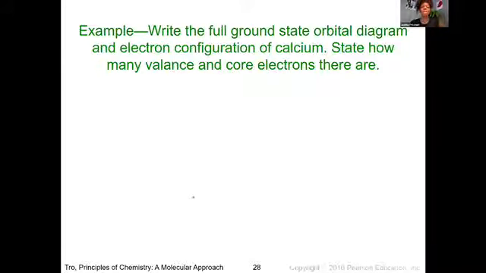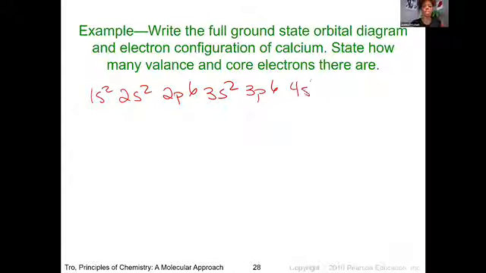Next up, we're going to write the full ground state orbital diagram and electron configuration for calcium. So find calcium. So we would have 1s2, 2s2, 2p6, 3s2, 3p6, and then 4s2.